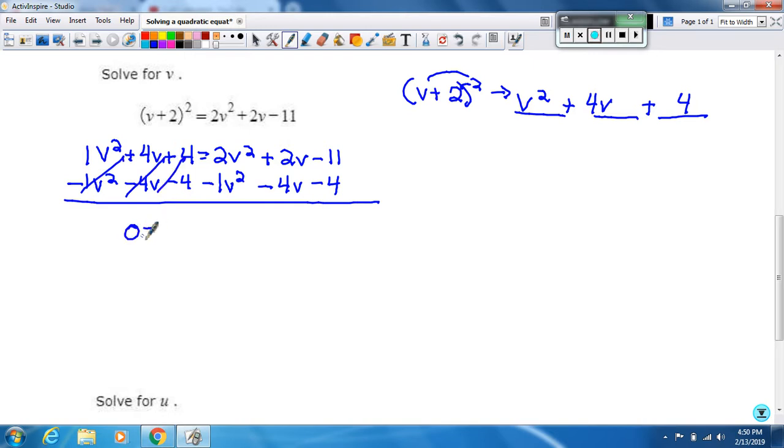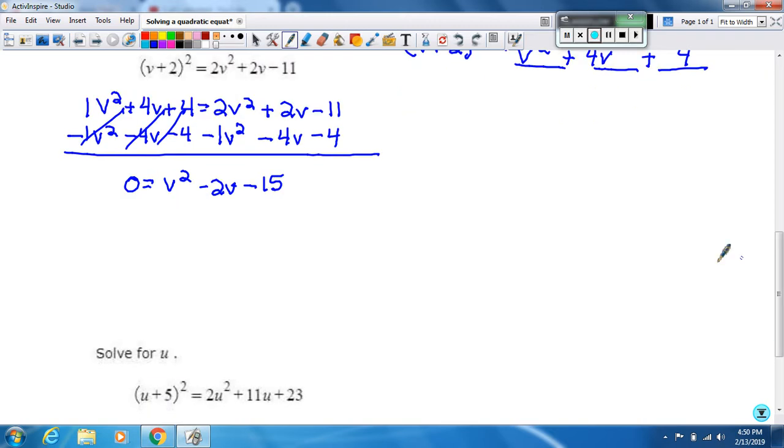So I get 0 equals 2 take away 1. That's just going to be a v squared. 2 take away 4 is a negative 2v. And then a negative 11 and a negative 4 is a negative 15. I'm going to now factor the right-hand side. So I make 2 sets of parentheses. I have 2 v's, so I split them up evenly, 1 in each one.